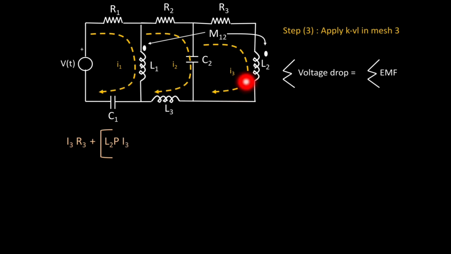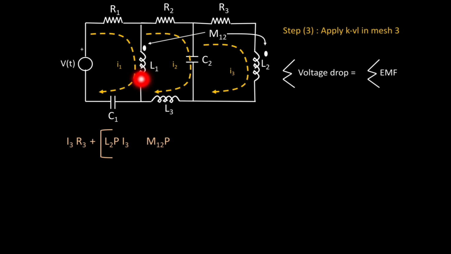Now next, this L2 is mutually coupled with this L1. So we will write down the voltage drop equation because of this mutual inductance. For that we consider the mutual inductance M12, so its ohmic value will be M12P. Which current will we consider? We will consider the current flowing through the other coil. As we are writing the voltage drop equation for this L2, for the drop because of mutual inductance we will consider the current flowing through the second coil, that is the current flowing through L1.